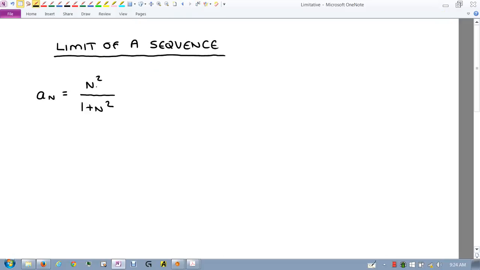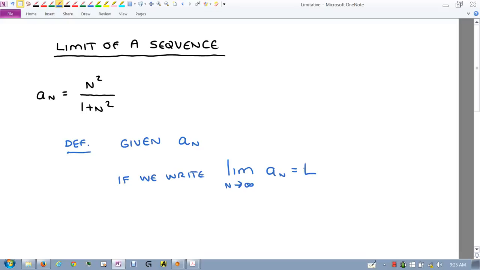So the definition of the limit of a sequence is, if we're given a sequence a sub n, if we write the limit as n goes to infinity of a sub n equals L. You thought that limit was gone, right?